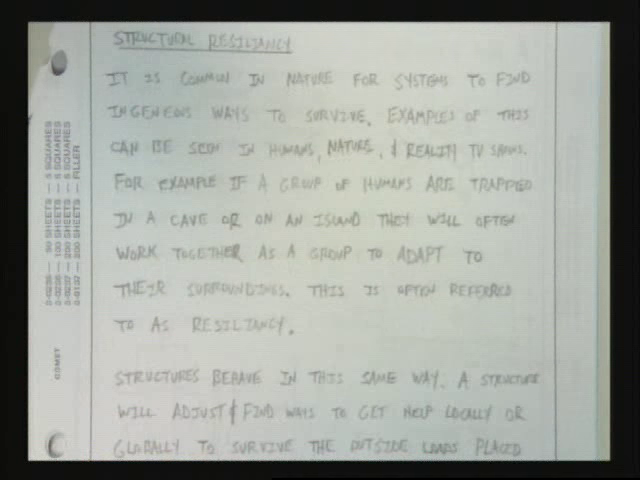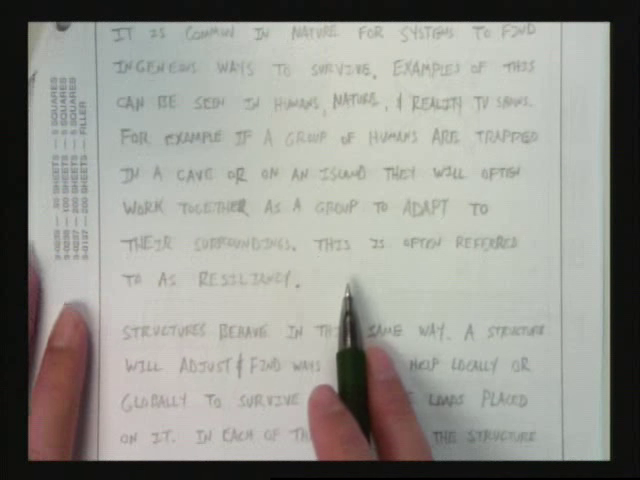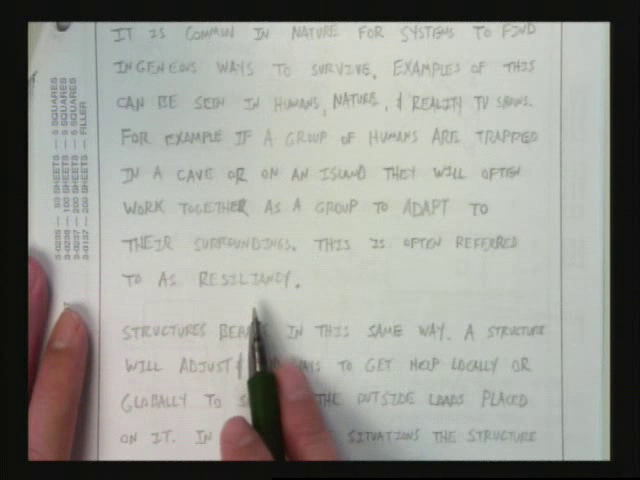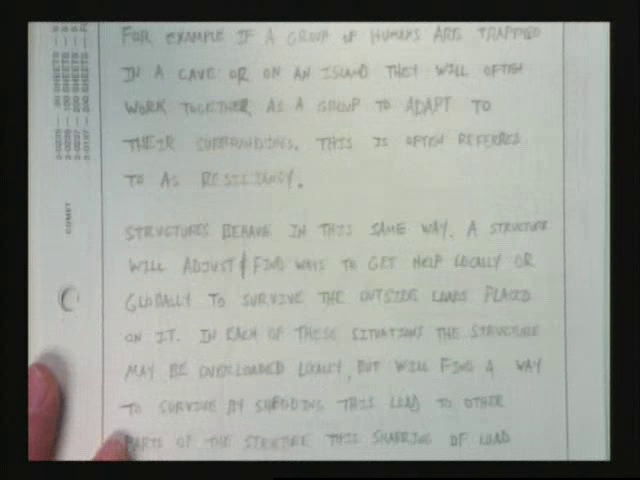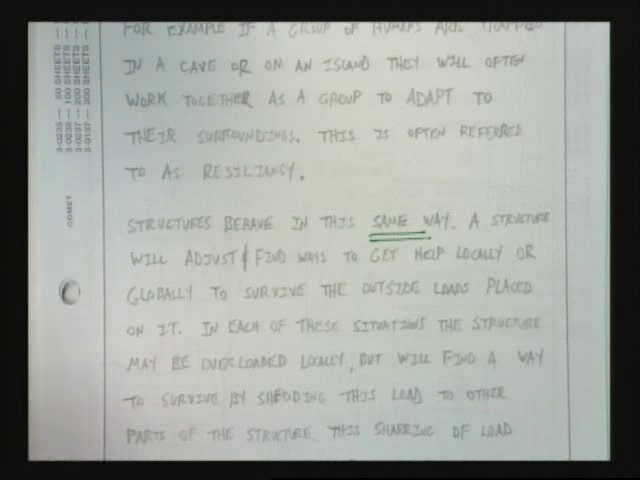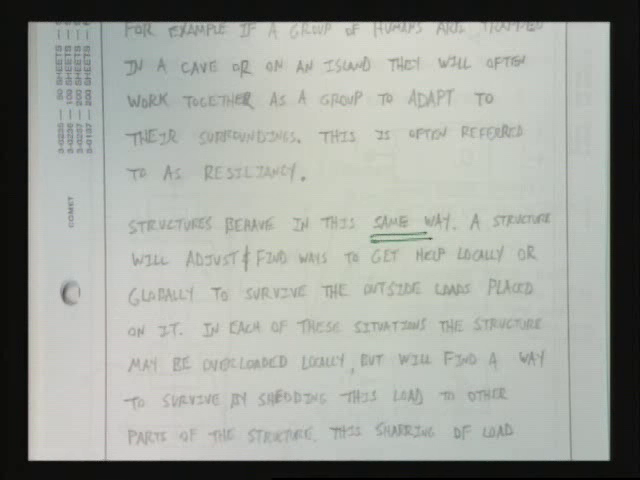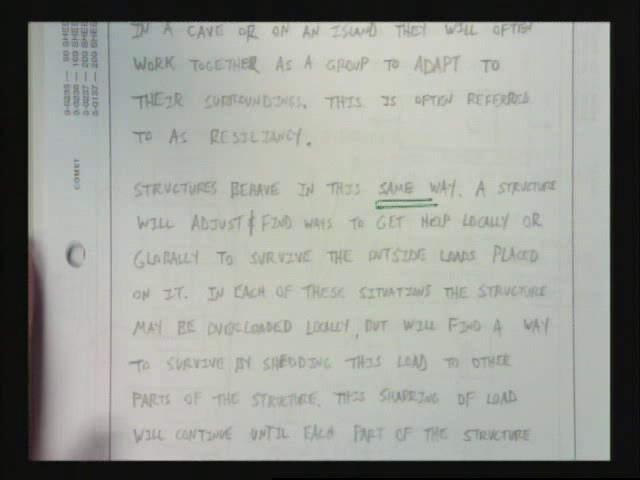So, for example, if a group of humans are trapped in a cave or on an island, they will often work together as a group to adapt to their surroundings. And this is often referred to as resiliency. Structures behave in this exact same way. A structure will adjust and find ways to get help locally or globally to survive the outside loads placed on it.